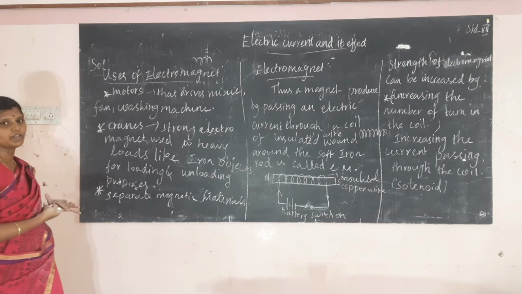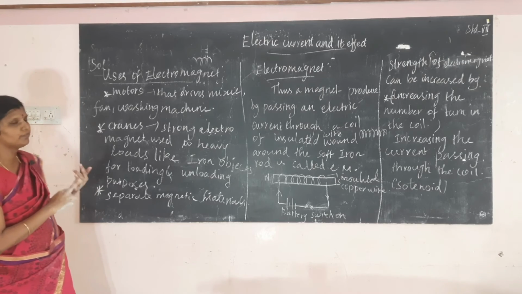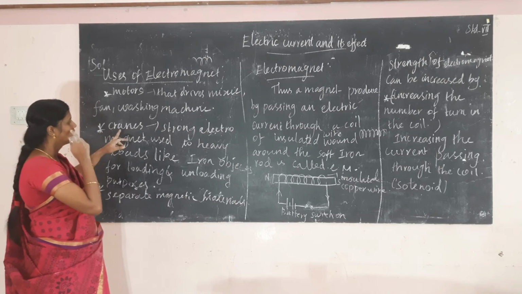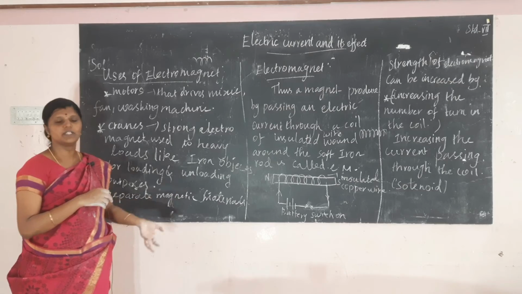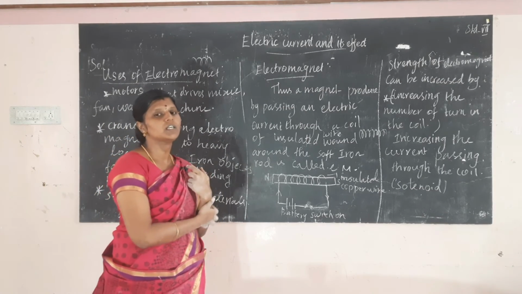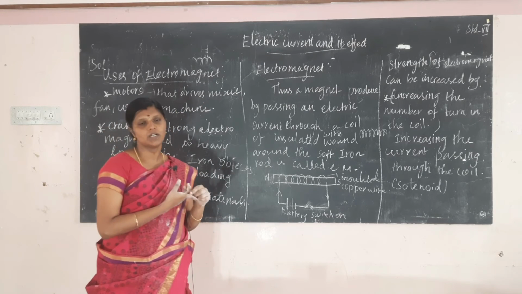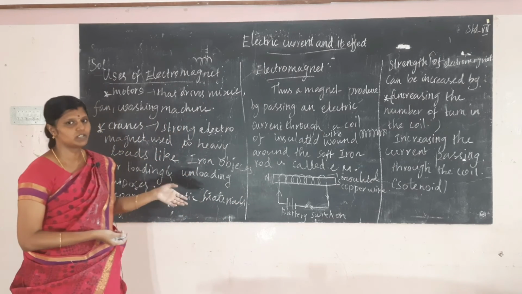What are the uses of electromagnets? Electromagnets are used in motors that drive the mixie, fan, washing machine and cranes. Cranes have a strong electromagnet used to lift heavy objects. In a crane we use it to lift heavy objects, and also iron objects for loading and unloading purposes.